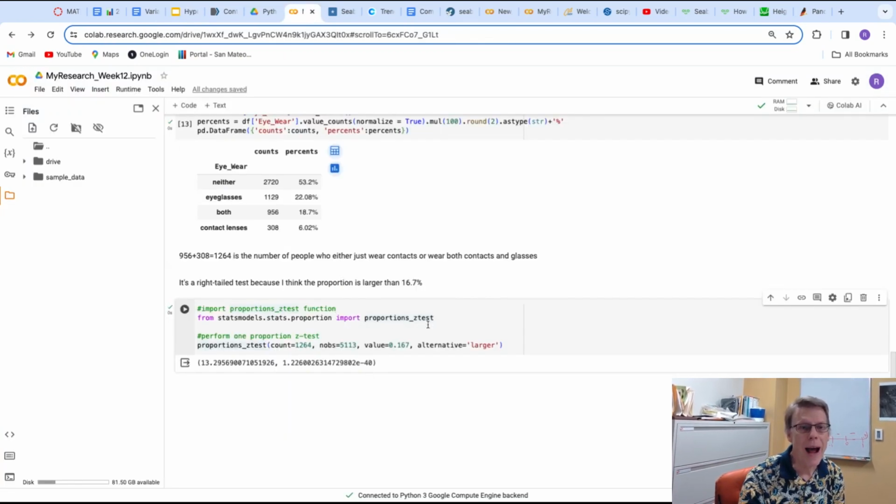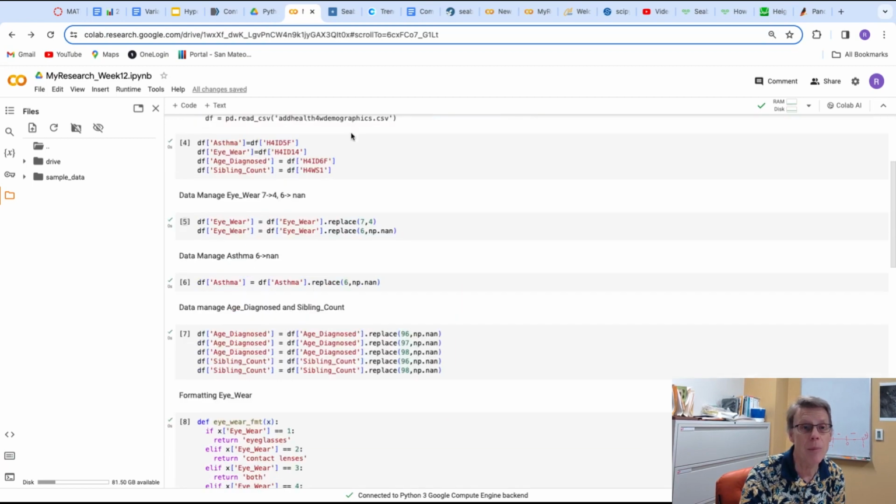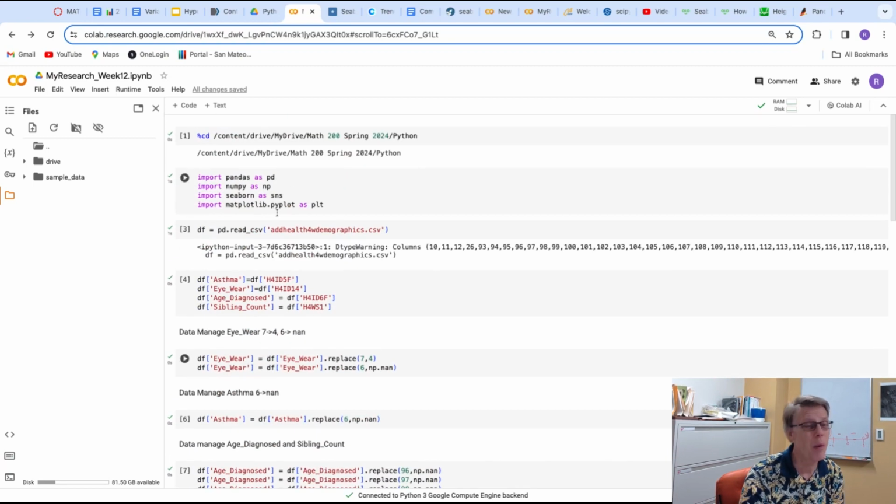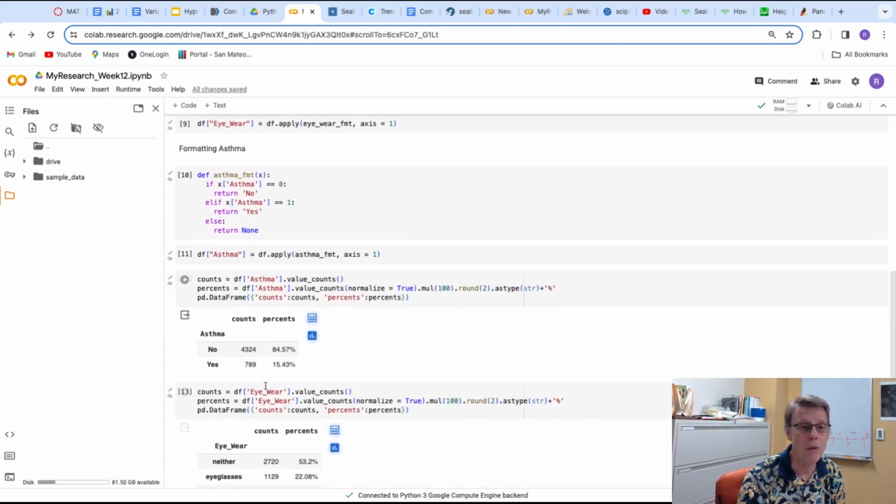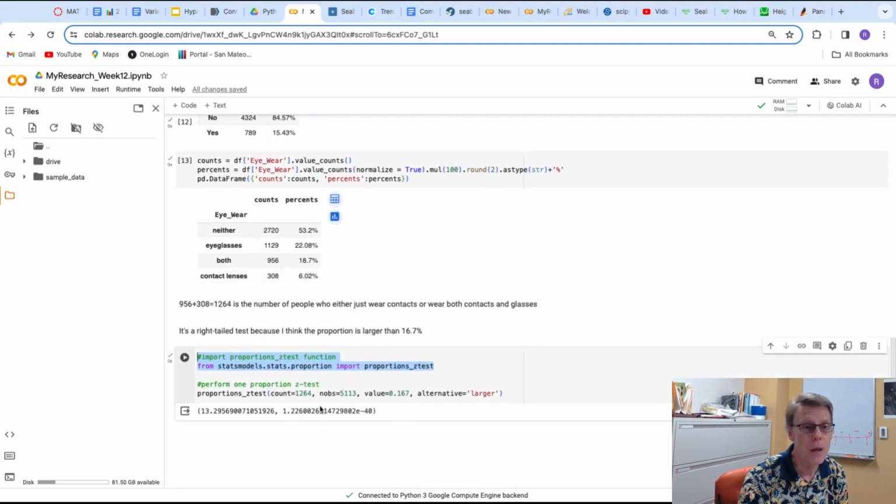Okay, so I have to load or import this particular function from the statsmodels package. This is important. I could have put it at the very top with the other packages that I loaded, but we're only using it for this particular thing, so I figured I'd just load it right when we need it. And then this is the command that will actually do the test.